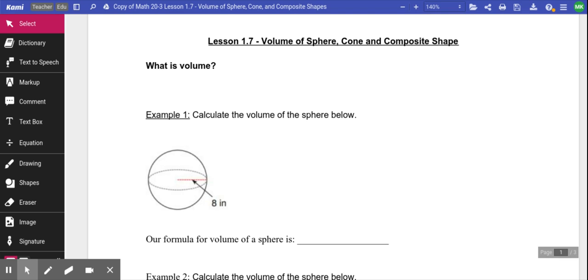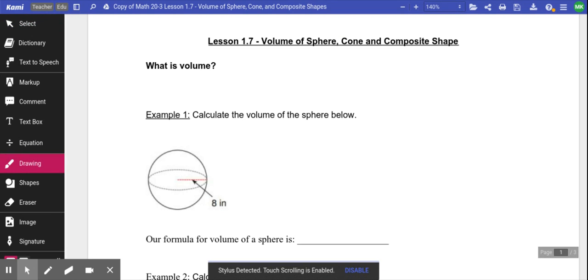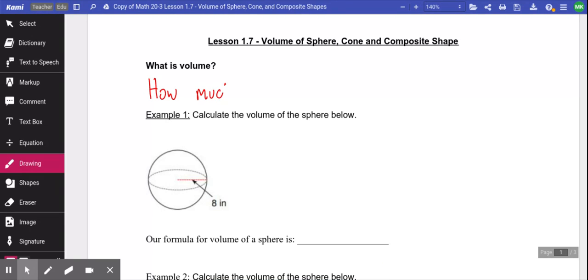So to start things off, I just want to do a review on what volume actually is. What is volume? The whole space it takes up to fill up a space. Like the sum of all of it, or how much it takes to fill the whole space. How much space it takes. Different ways to look at it. How much space the shape takes up.